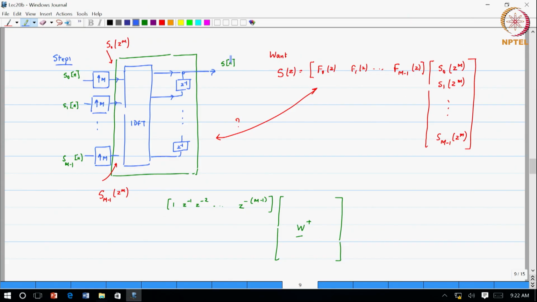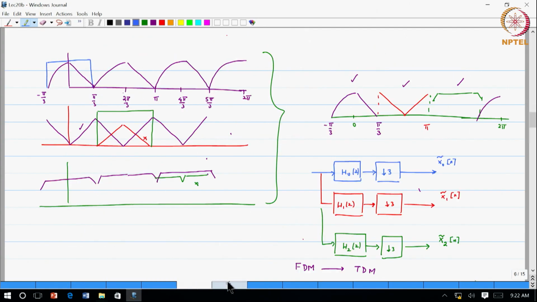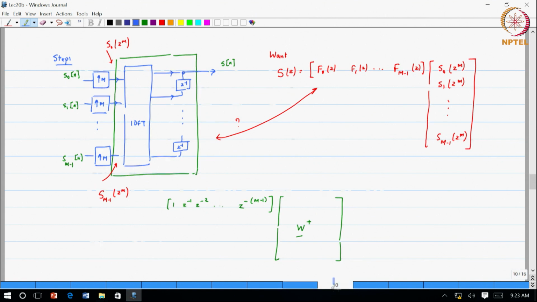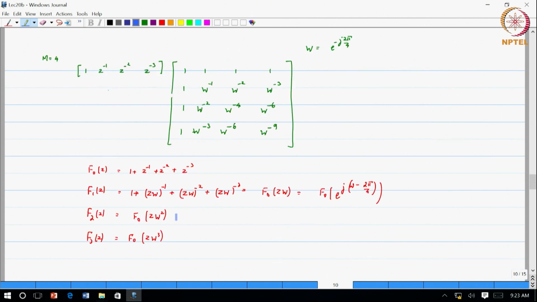I label that as f naught of z, because that is how the transmultiplexer diagram is defined, right. Output after the upsampler, the transfer function is f naught of z. So, what is my f naught of z? We have shown that it is a filter bank starting with a rectangular window and then shifted versions of it.